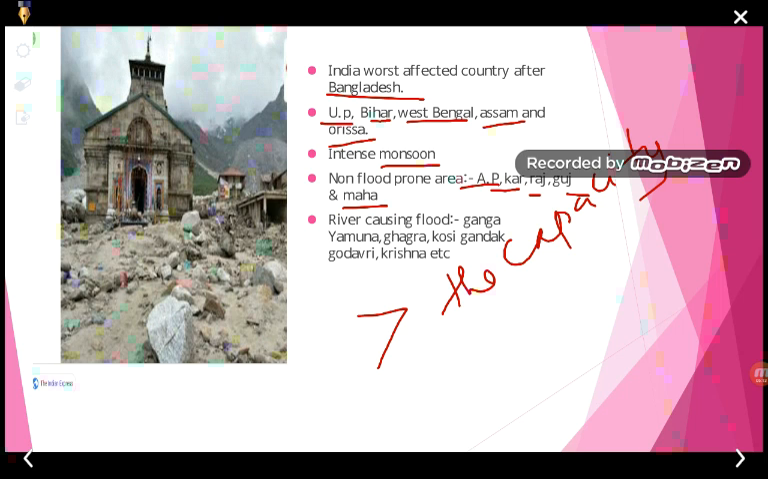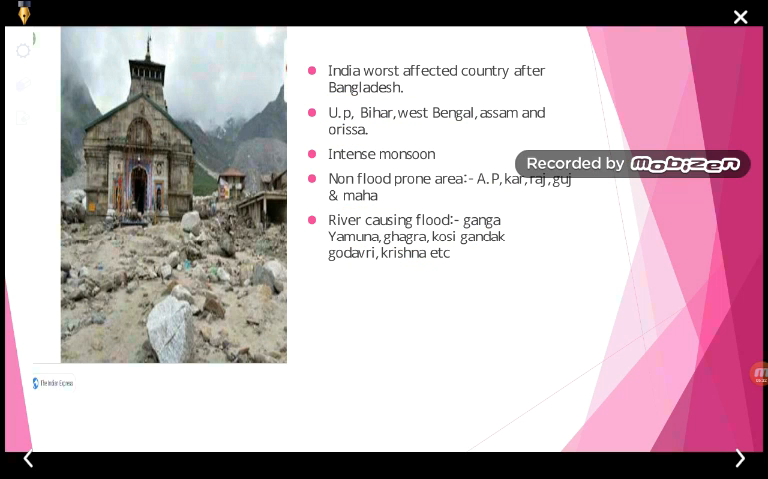Some rivers causing floods are Ganga, Yamuna, Ghagra, Koshi, Gandak, Godavari, Krishna, etc. These are the rivers which normally cause flooding in different states. Wherever they pass through cities, they cause the flood.